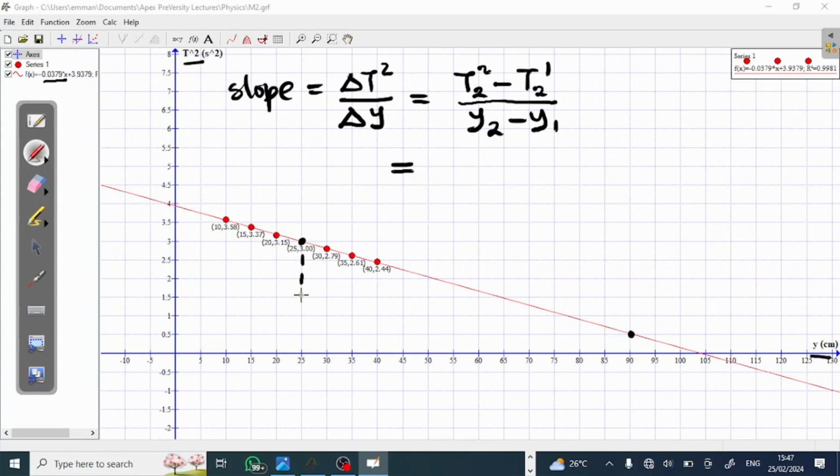Trace this like this, like this, like this, and then this. Just trace it this way. Please make sure your lines are straight. Use a meter rule. All right. After tracing this, what next?